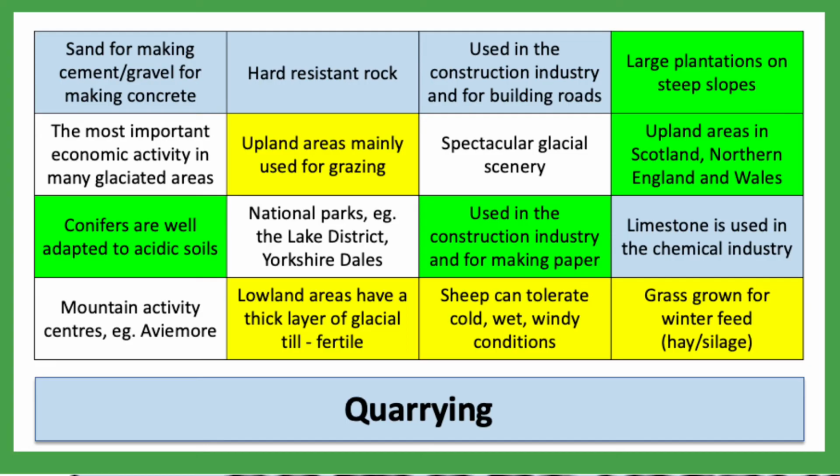We've got the most important economic activity in many glaciated areas, mountain activity centres such as Aviemore in Scotland, national parks, e.g. the Lake District and Yorkshire Dales, in spectacular glacial scenery. So what's linking them? We've got these 4 here. What is the link? Hopefully quite easy. It is something we have talked about already. Just give you a couple of moments. Okay, let's reveal. It is, of course, tourism. Well done.